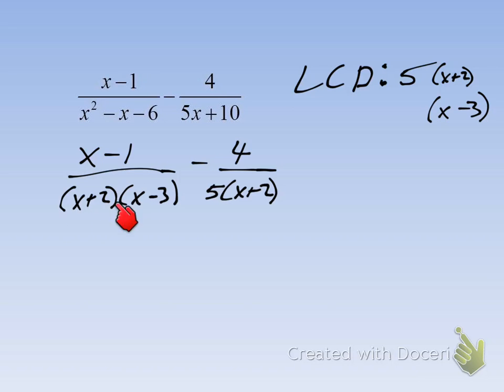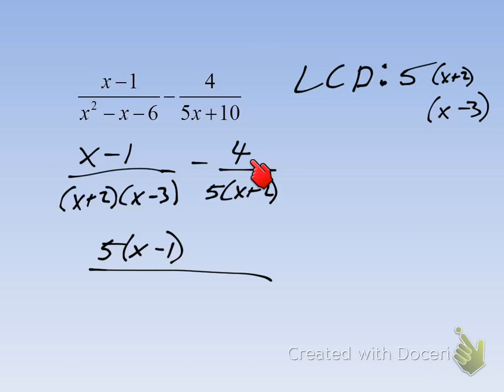So now if you look, this first fraction here in the denominator has the x plus 2, has the x minus 3. The only thing it's missing is the 5. So we're going to multiply top and bottom by 5 on it. Okay, but I'm going to do this as one motion. So 5 parentheses x minus 1.